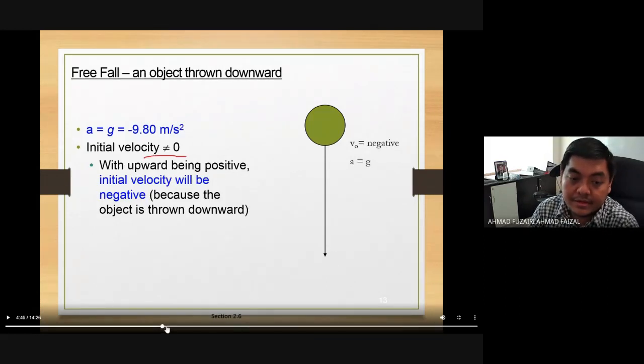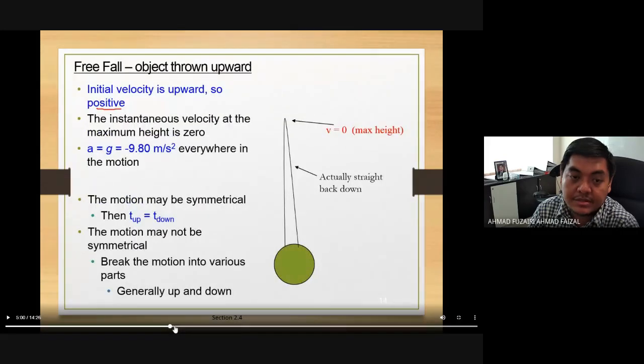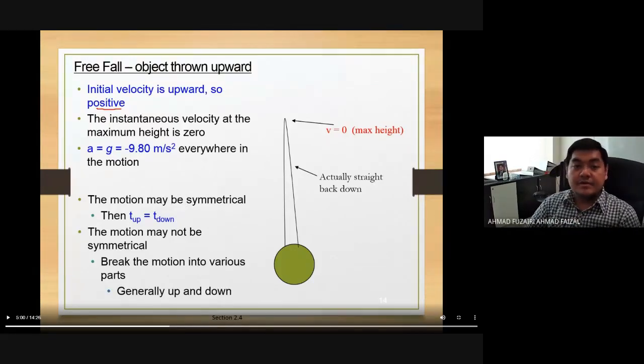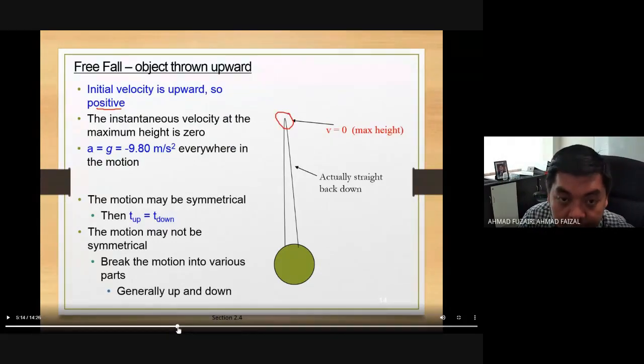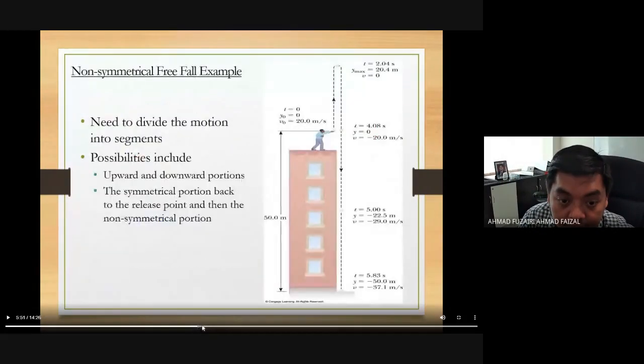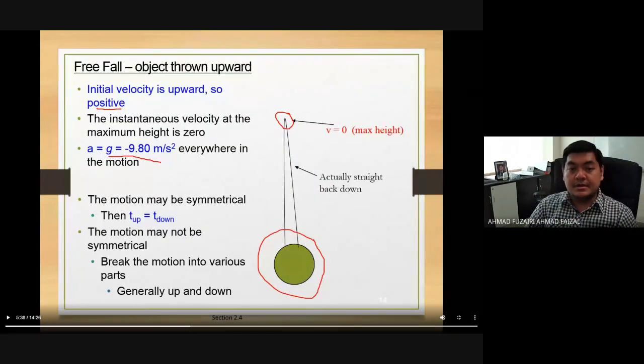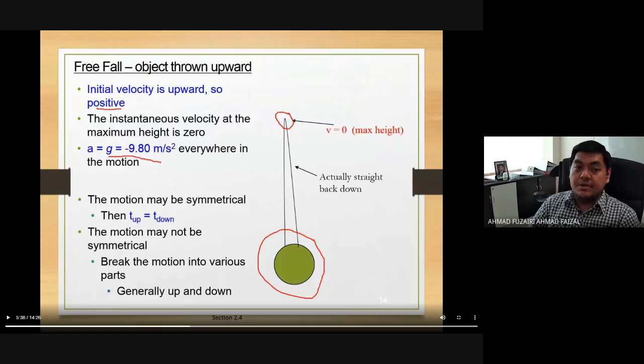Okay, so let's go straight to the equations. This one is not an equation yet, but this one is free fall for an object that has been thrown upward. Okay, so the initial velocity is upward. When the initial velocity is upward, it should be a positive value, meaning the initial velocity given in the questions should be positive.